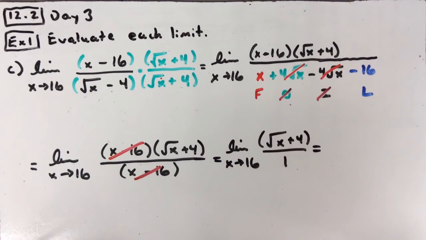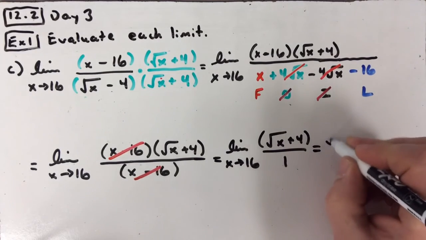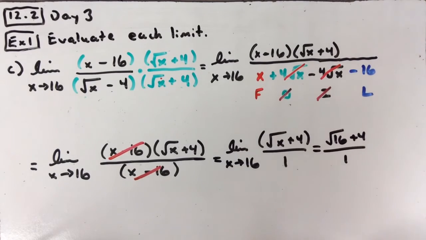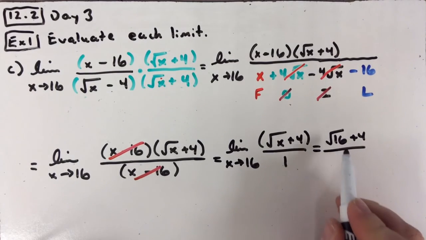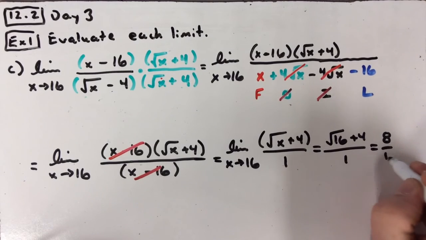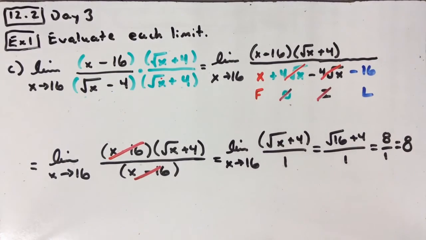If we take 16 and we plug that in, we'd have the square root of 16 plus 4 on the top over 1. And if you evaluate that, the square root of 16 is 4. 4 plus 4 is 8. So we end up with 8 over 1, or just 8 for our final answer.